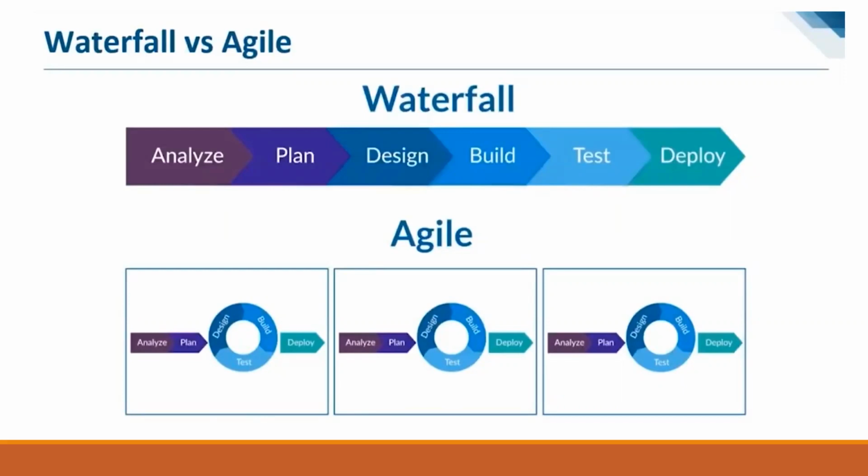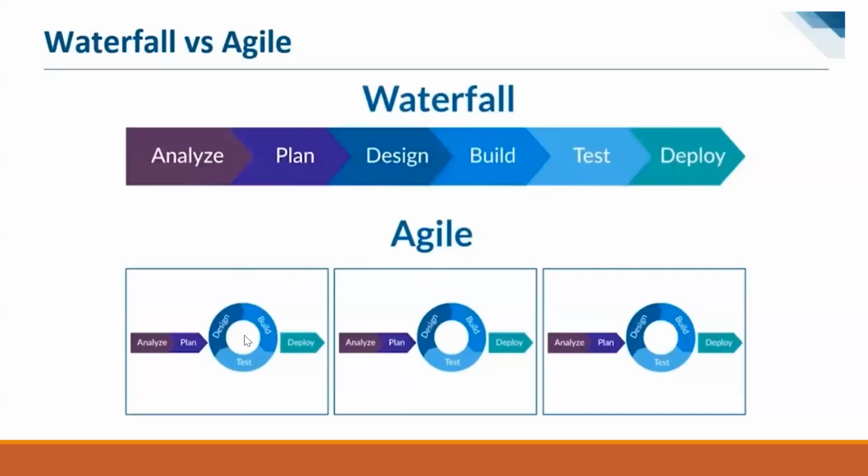You can tell me what is the difference between waterfall and agile. Waterfall is like a waterfall, right? It goes from one stage to the other stage. Once analysis is done, we go to planning, then design, build, test, and deploy. It falls one after the other, right? We have a certain time for each and it goes on.